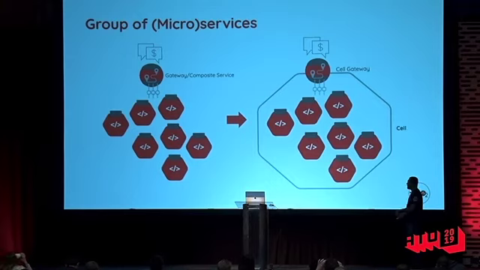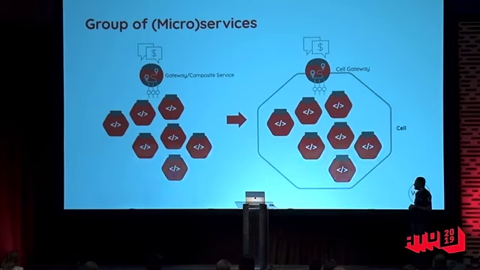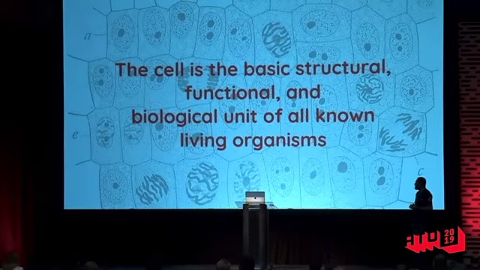Now you have a set of microservices, and then you have a composite service or a gateway on top of it, exposing these capabilities. So what we did, we grouped this set of microservices into a concept called a cell. So that was the beginning, and that's the building block of this particular architecture pattern. So let's dig in deep into the concept.